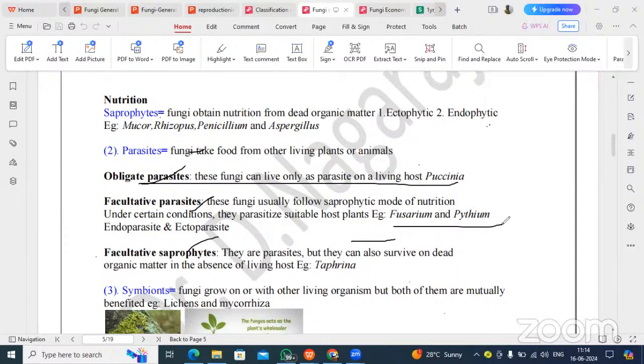Symbiont means a mutually benefiting association. Host and parasite both mutually benefit; that is symbiotic association. Host and parasite both get benefit, which we call symbiosis. The two fungi are associated in two ways.